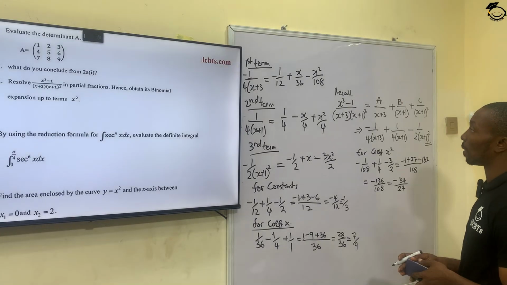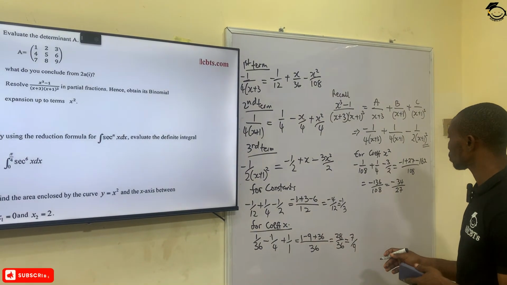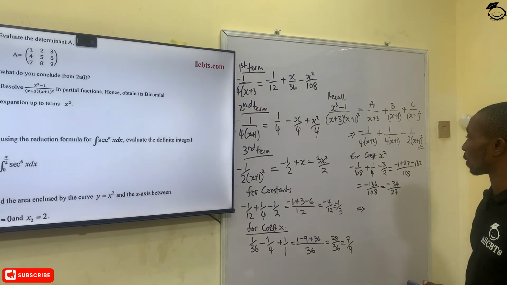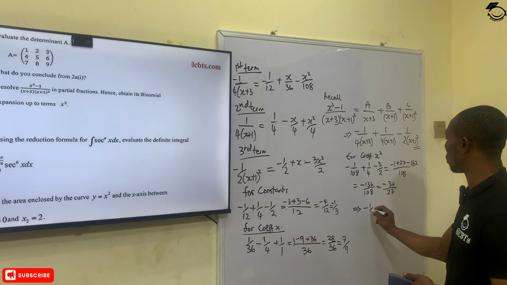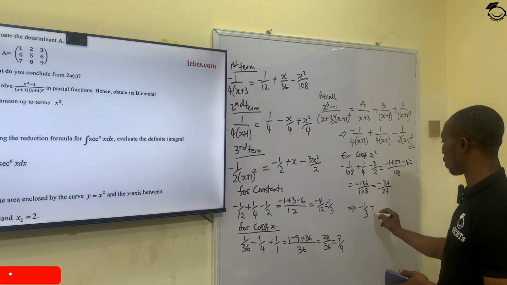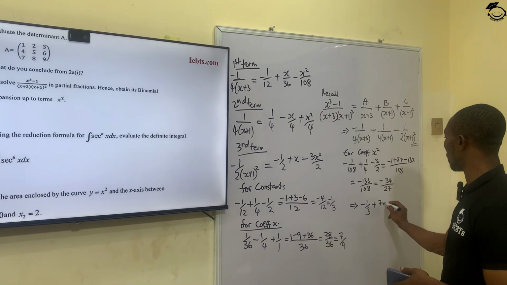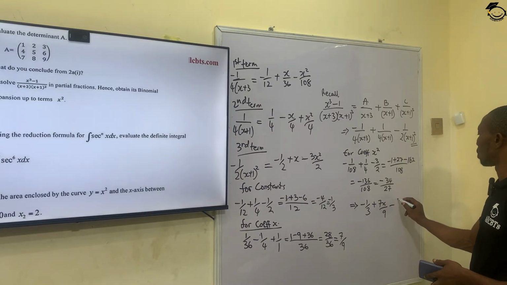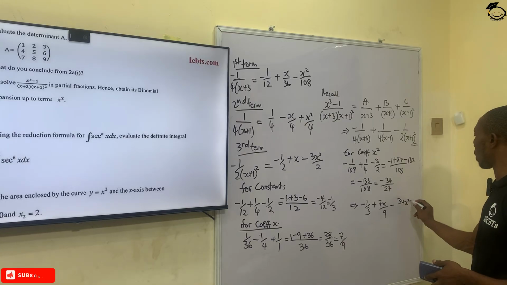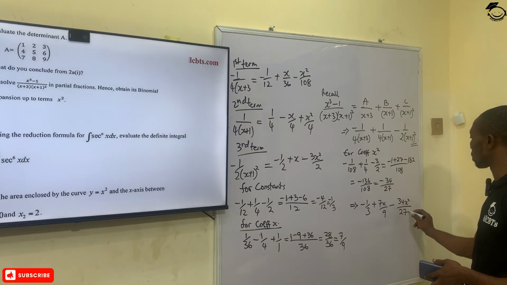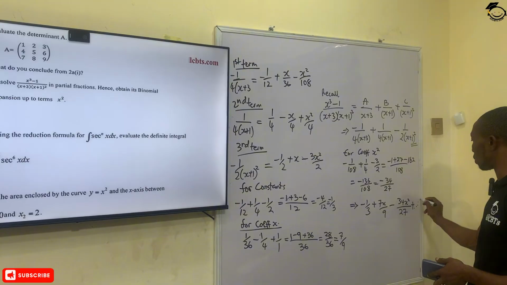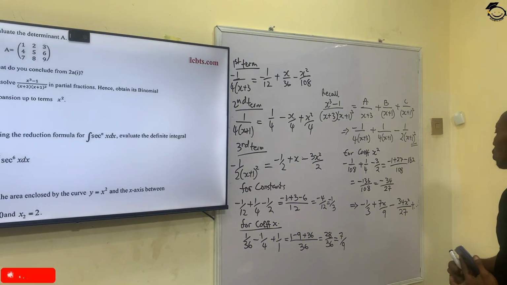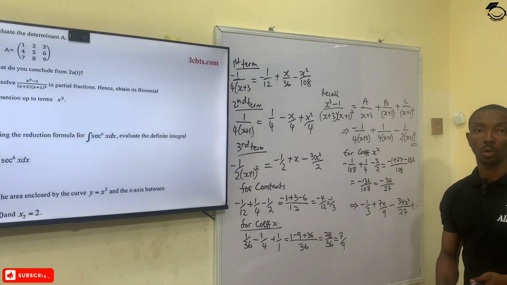Now, bringing it back into our equation, bringing them all together, our binomial expansion will now be minus 1 over 3 plus 7x over 9 minus 34x squared over 27 plus dot dot dot. Now, we've expanded it to the second term of x squared.